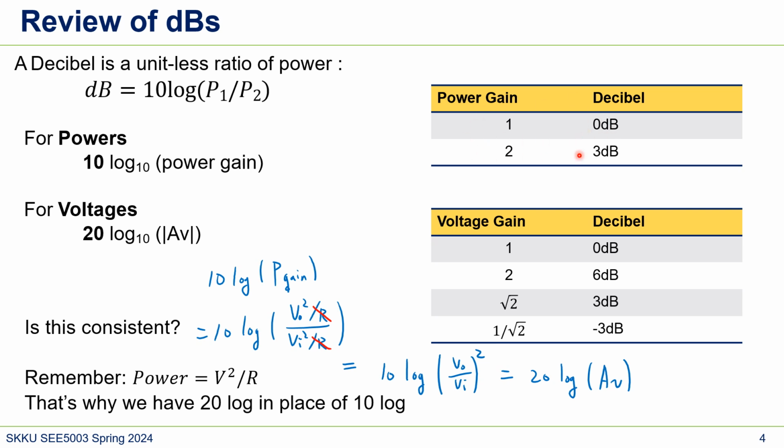Then there are important numbers to memorize. For example, if power gain is 1, then it's 0 dB. If power gain is 2, then it's 3 dB. But if voltage gain is 2, then this is 6 dB. So be cautious about this 2. When voltage gain is 2, then it's 6 dB, but when power gain is 2, then it's 3 dB.